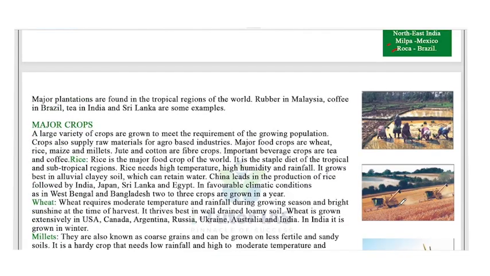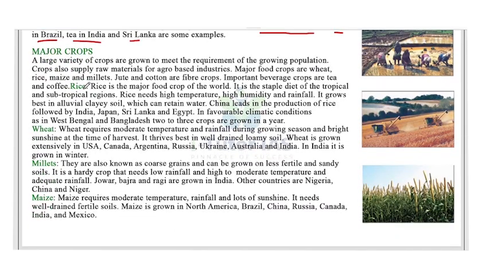Now, major plantations are found in the tropical regions of the world. Rubber in Malaysia, coffee in Brazil, tea in India and Sri Lanka are some examples. So these are some major plantations. Now moving forward, major crops.